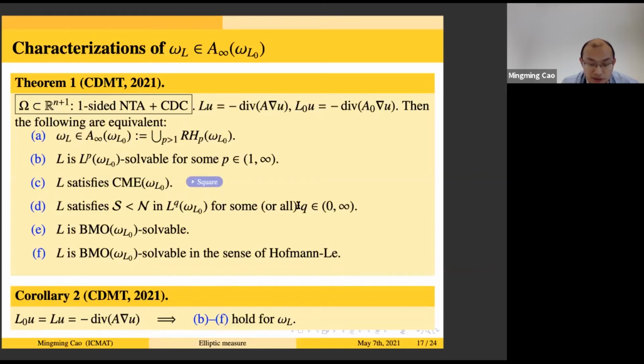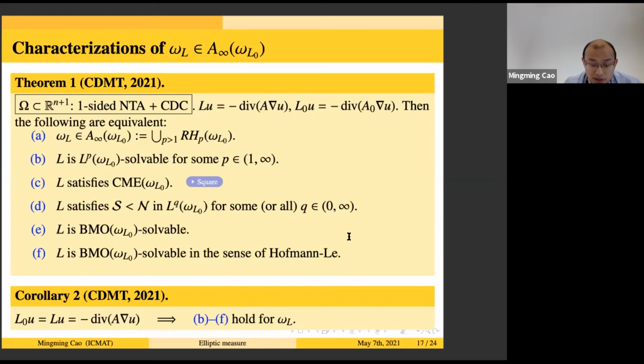We consider second-order divergence form elliptic operators L and L0. Our background is a one-sided NTA domain satisfying a CDC condition. A: omega L is in A infinity with respect to omega 0. Here, A infinity is defined as a union of reverse Hölder classes. B: L is Lp solvable for some p bigger than 1. C: L satisfies the Carleson estimate with respect to omega 0. D: L satisfies the S less than N estimate in Lq for some q positive. E: L is Bion solvable. Last one: L is Bion solvable in the sense of Hofmann-Le. Then we can prove that all the properties above are equivalent.